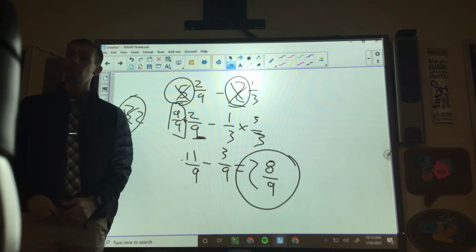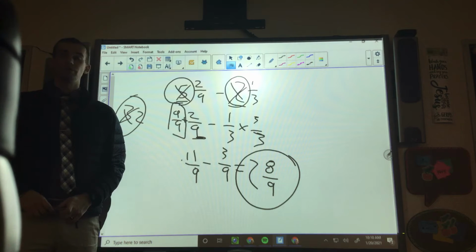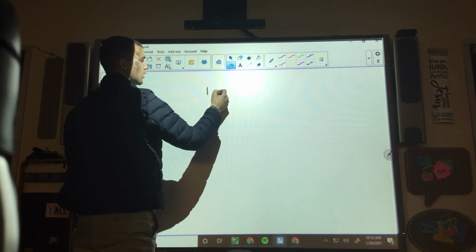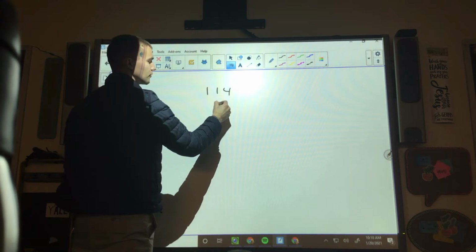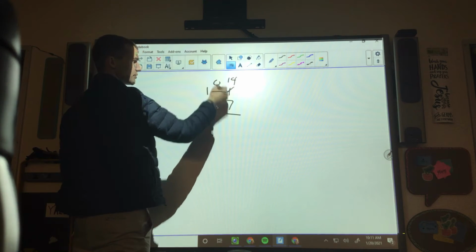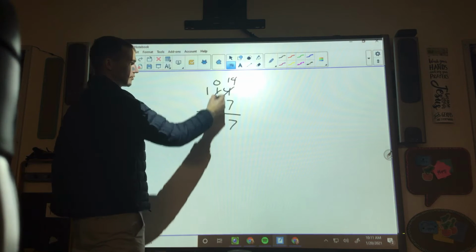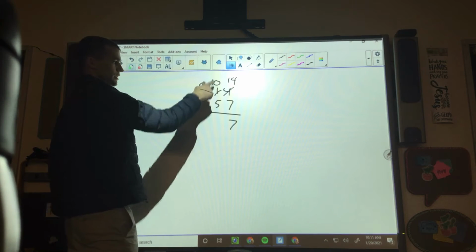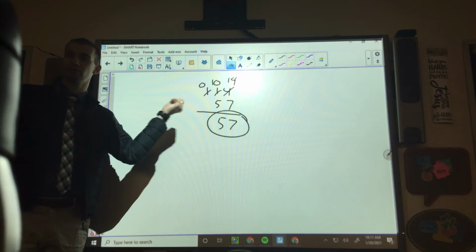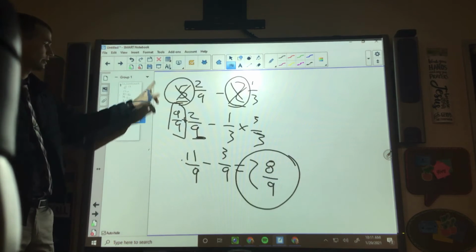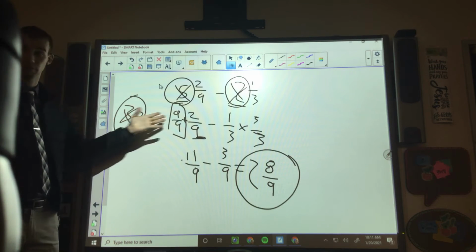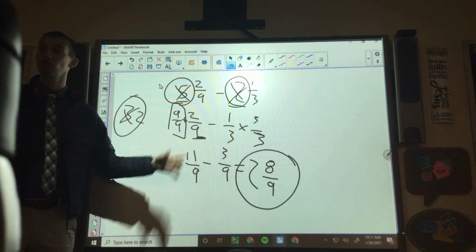Don't we have to give something back after? You don't have to give it back, because think about it if you're doing 114 minus 57. When you do this, you borrow, right? So this becomes 14, this becomes 0. 14 minus 7 is 7. 0, well, you got to borrow from this. Becomes 10. 10 minus 5 is 5. So you get 57. You don't have to give stuff back. You borrow because what you have right now is not enough. So when you're borrowing 1 whole, or 9 ninths in this case, you don't have to give anything back. Good question.